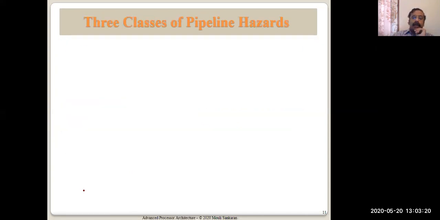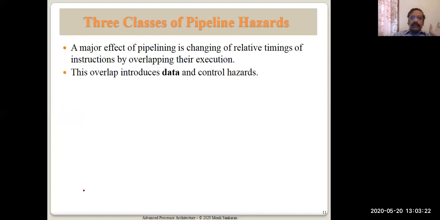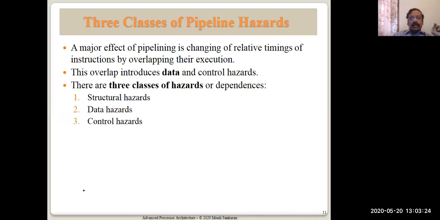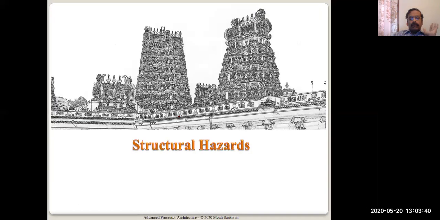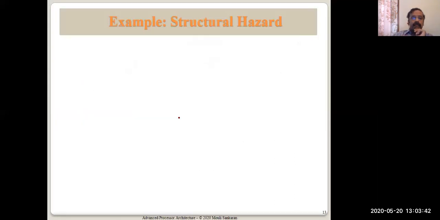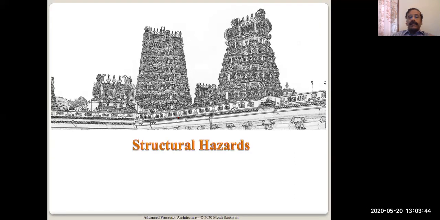There are three categories: data hazards, structural hazards and control hazards. I will talk about them, don't worry about it. It's all happening because of the relative timing of the instructions, because of the overlap of execution. There are three types of hazards: structural hazards, data hazards, and control hazards. So with this, I'm stopping here.